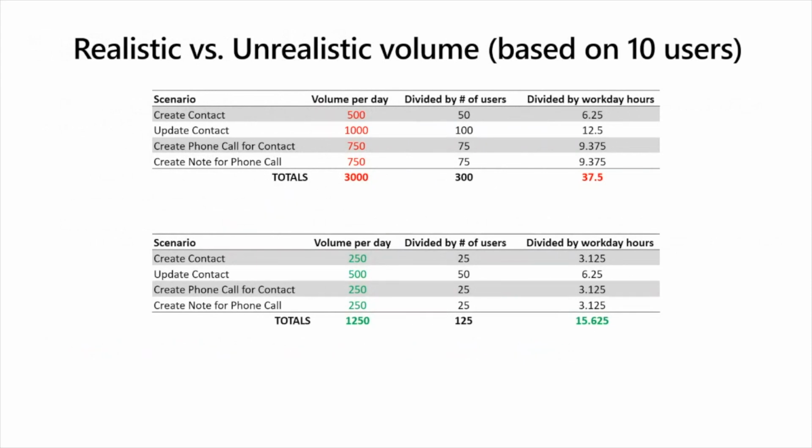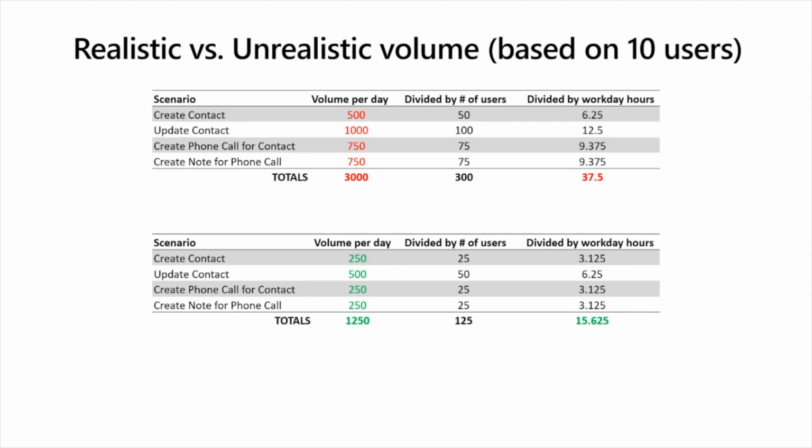Realistic versus unrealistic volume. These tables are meant to illustrate realistic versus unrealistic volume. This is based on 10 users in a system handling a lot of work on a day-by-day basis. The first column describes the scenario. This is what the user is doing. The second column describes how many total times each scenario occurs in a day. The third column divides the total volume per day by the number of users, in this case 10.